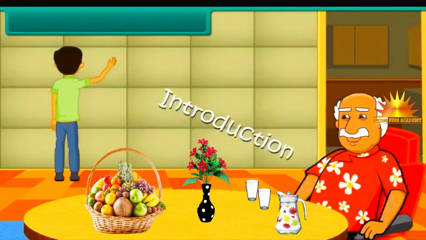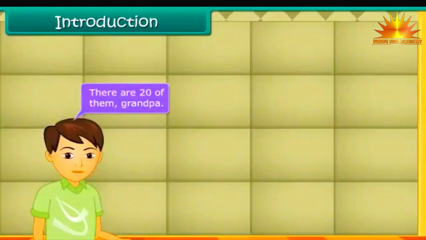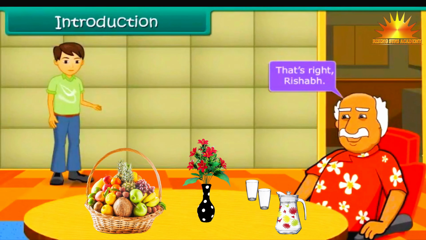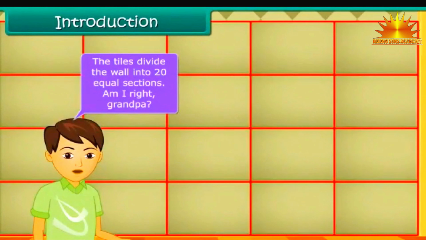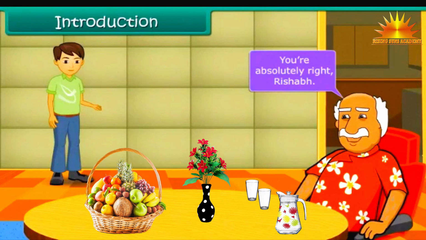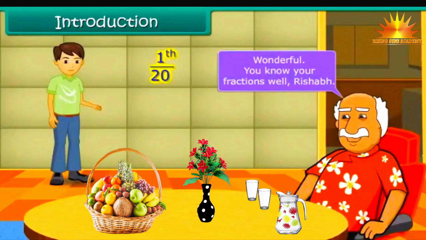What are you busy counting, Rishabh? I am counting the number of tiles on the wall, Grandpa. How many are there, Rishabh? There are 20 of them, Grandpa. That's right, Rishabh. The tiles divide the wall into 20 equal sections. Am I right, Grandpa? You are absolutely right, Rishabh. Each section represents 1/20th of the whole wall, Grandpa. Wonderful! You know your fractions well, Rishabh.